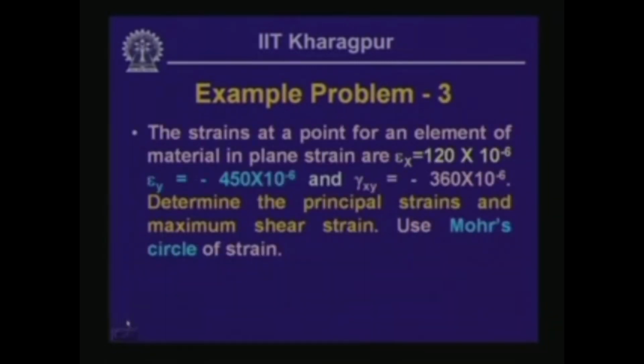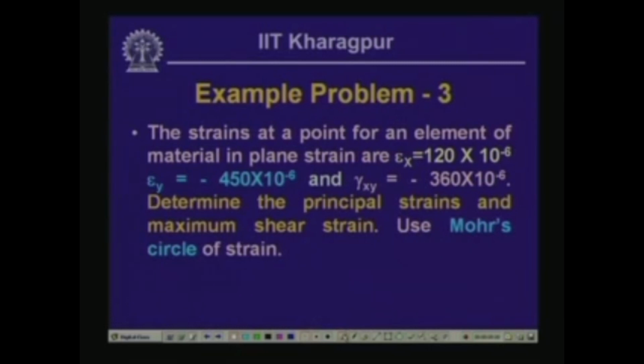Now, another example wherein this is also identical, we have epsilon x, epsilon y and gamma xy. The strains at a point for an element of material in plane strain are of this form, where epsilon x is 120 into 10 to the power minus 6, which is positive, epsilon y is negative, minus 450 into 10 to the power minus 6, and the shearing strain also is negative, negative 360 into 10 to the power minus 6. We will have to determine the principal strains and the maximum shear strain.